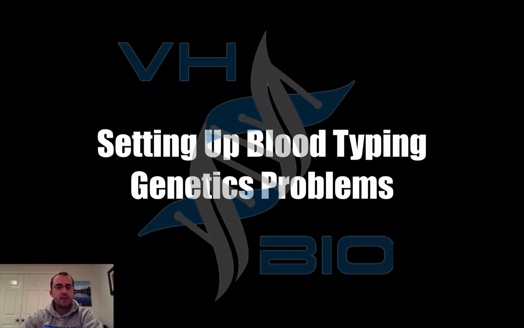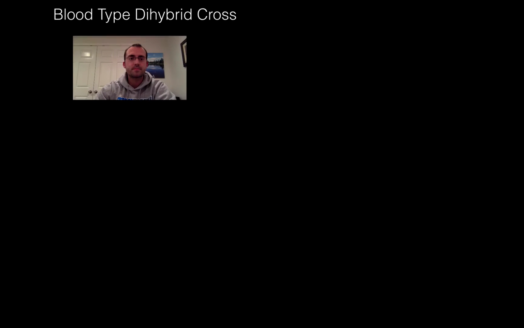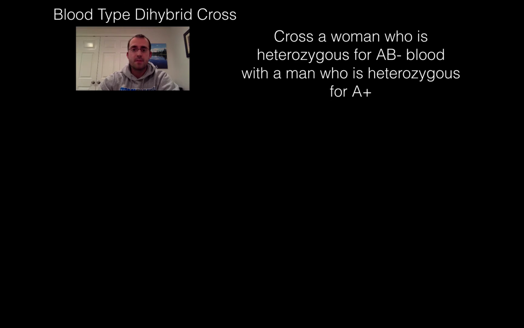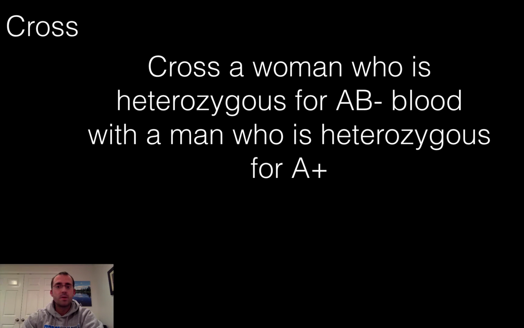Now the next part of this video is setting up blood typing genetics problems. These tend to be the most difficult problems we do in class. So this step-by-step walkthrough will help you set up these very challenging dihybrid problems. So first of all, these are going to be dihybrid crosses, which means we'll be following two different traits in this example. So we're going to cross a woman who is heterozygous for AB negative blood and a man who is heterozygous for A positive blood.